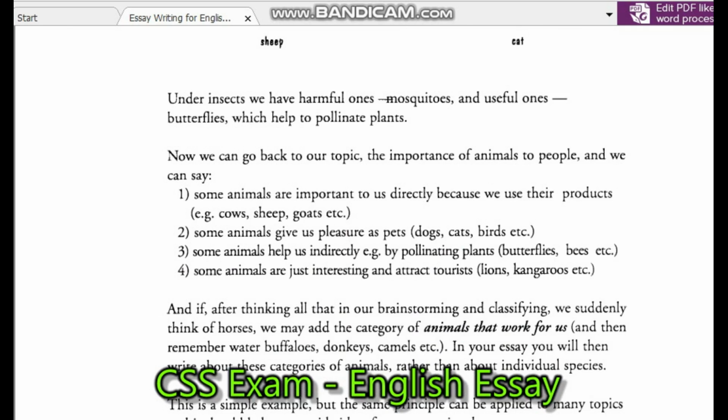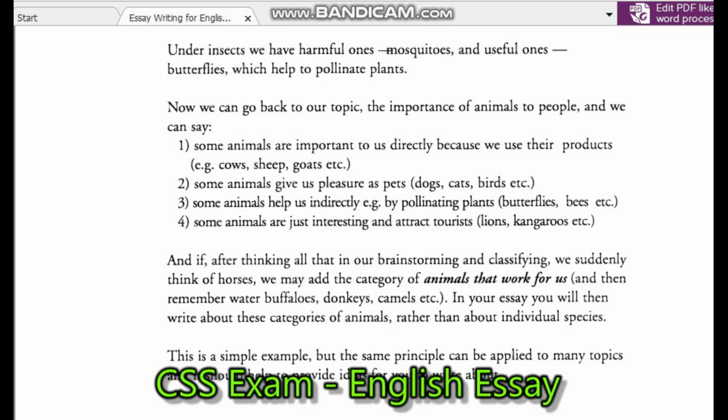Now we can go back to our topic, the importance of animals to people, and we can say, 1. Some animals are important to us directly because we use their products. For example, cows, sheep, goats, etc. 2. Some animals give us pleasure as pets: dogs, cats, birds, etc. 3. Some animals help us indirectly, for example, by pollinating plants: butterflies, bees, etc.